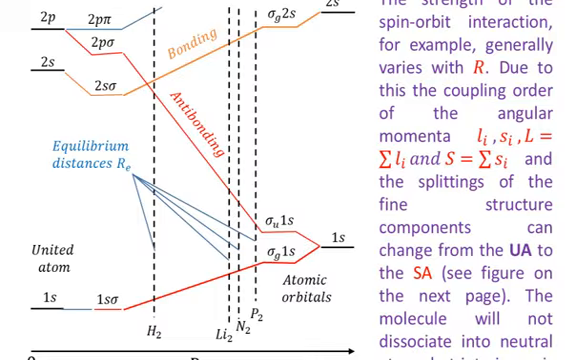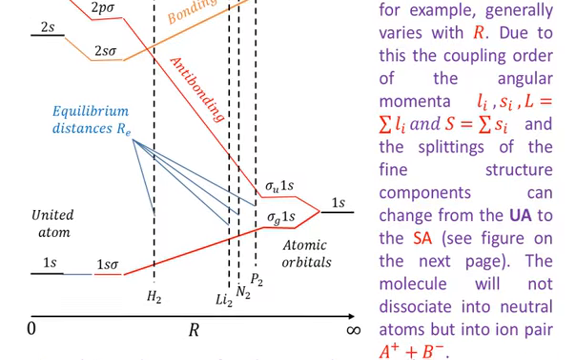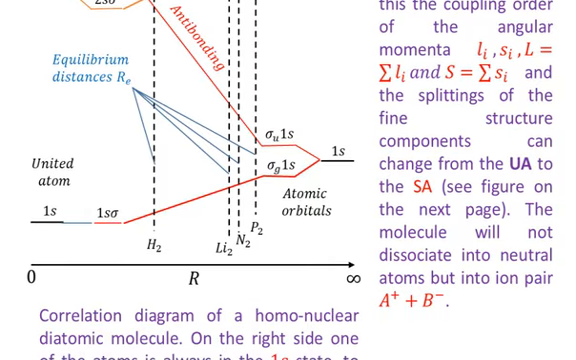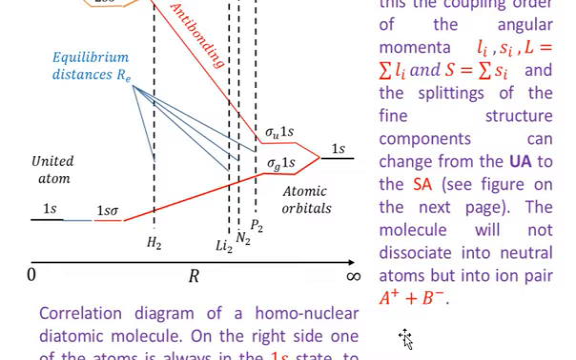The molecule will not dissociate into neutral atoms, but will dissociate into ion pairs. That is, both will be ions. One is A plus, the other is B minus, which means that the species B has absorbed an electron, whereas the species A has given off an electron.